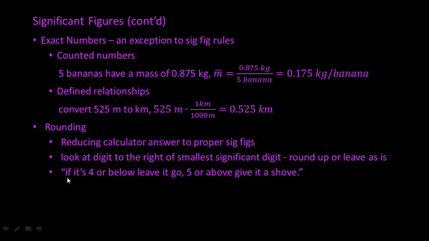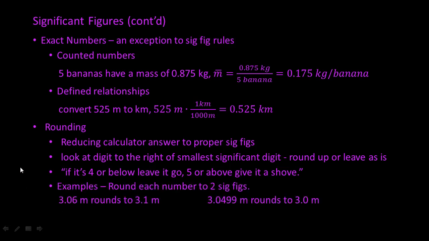So the general saying is, if it's 4 or below, leave it go. If it's 5 or above, give it a shove. Let's look at several examples here. If we had 3.06 and we wanted to round it to 2 significant figures, we would look at the digit in the hundredths. It's a 6. Well, that's 5 or above, so we're going to give the tenths digit a shove up to 1, 3.1.